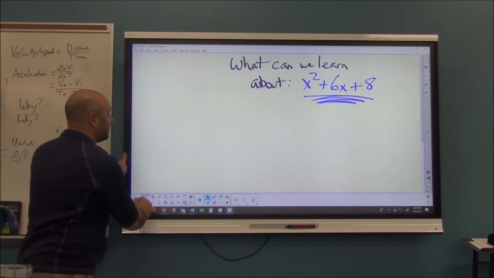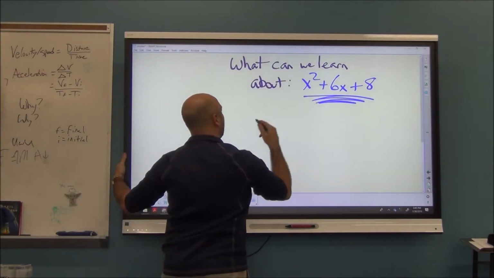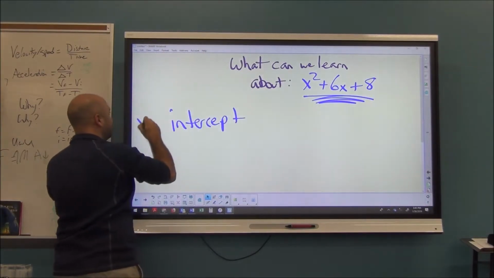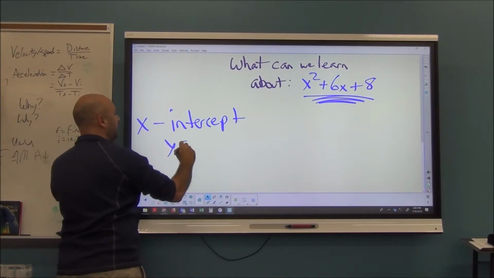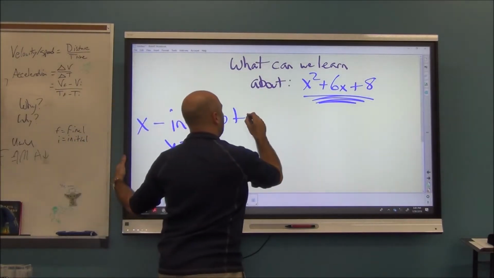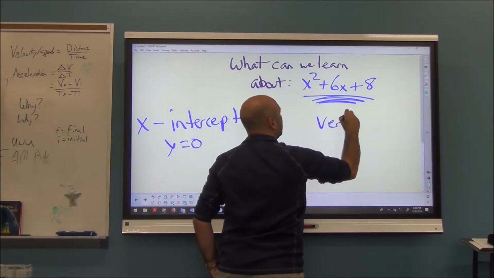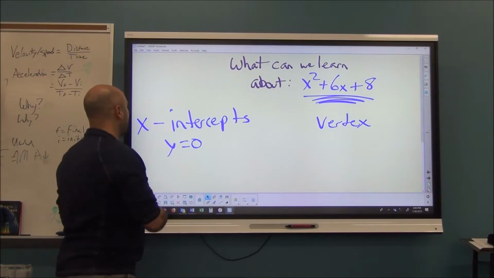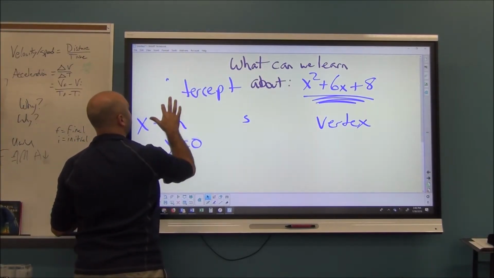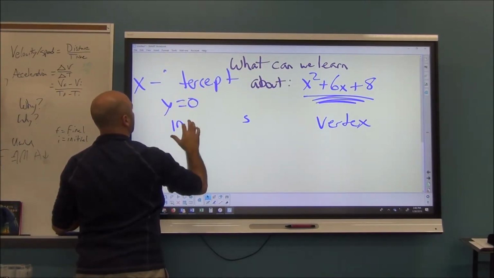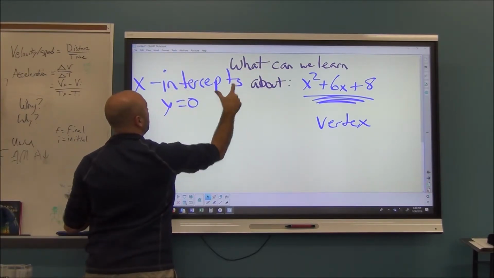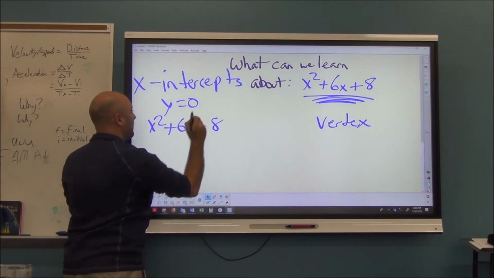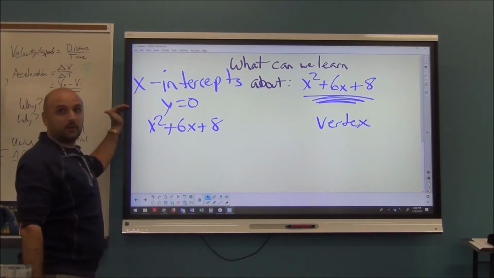The reason I'm bringing all that up is that when I come over to this one, I can find two things. I can find its x-intercepts, that's where y equals 0, and I can also find its vertex, and for that I need vertex form. So we've got to be able to do both. Let's start with the x-intercepts. If we take our x squared plus 6x plus 8, let's find its x-intercepts, where y is 0.